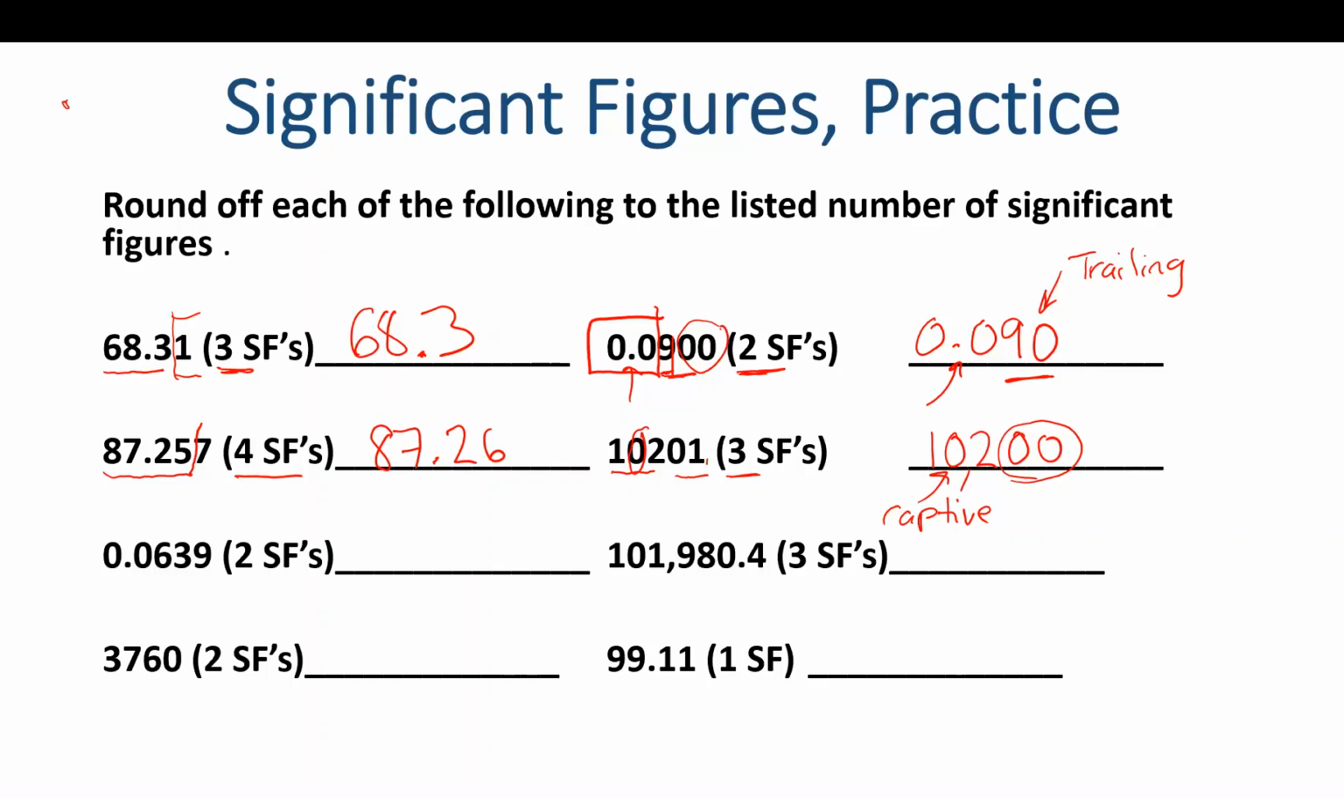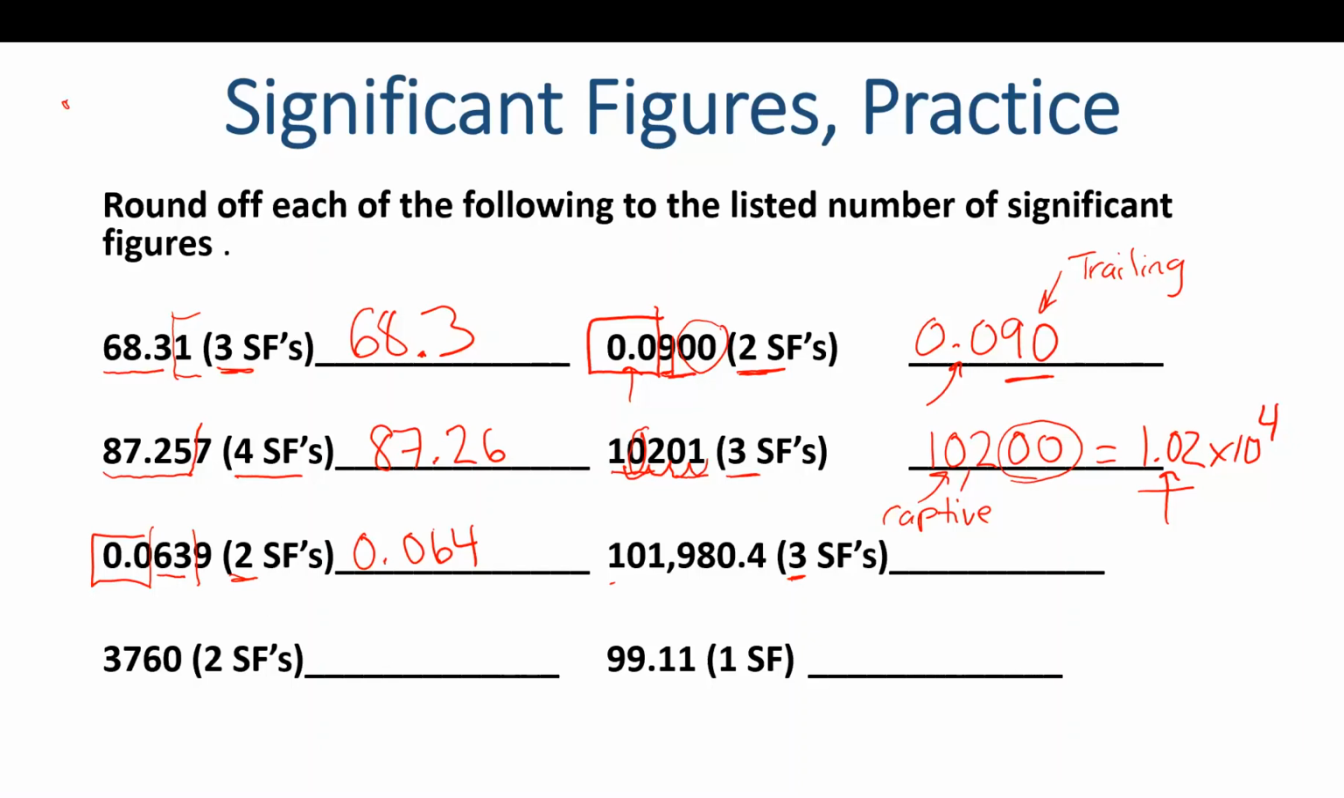Okay, now if I wanted to put this in scientific notation, I could have also done that because I could have gone 1, 2, 3, 4, and I could put this number as 1.02 times 10 to the 4. And again, that captive 0 counts. 2 sig figs here. These do not count because they're leading. So 1, 2, it's a 9. I'm going to round up, so this would be 0.064.